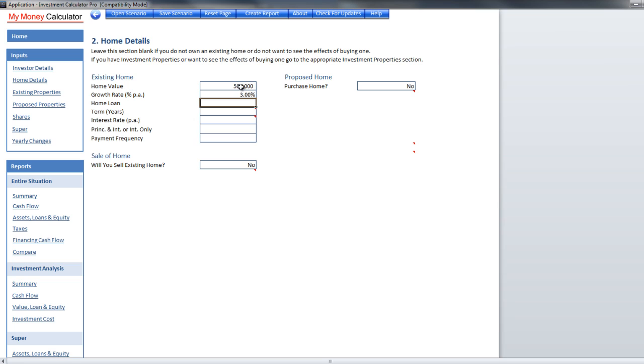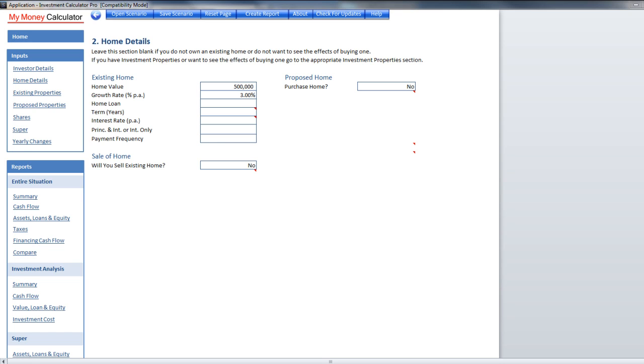Now in reality, the value of your home will most likely grow at different rates over 30 years. One year might grow at 3%, the next year might grow at say 5%, and in some years it may actually decline in value. So we will let you override this value and choose a growth rate for any year that you want in the yearly changes page, which we'll run through in another video.